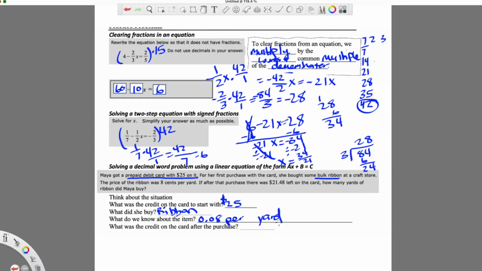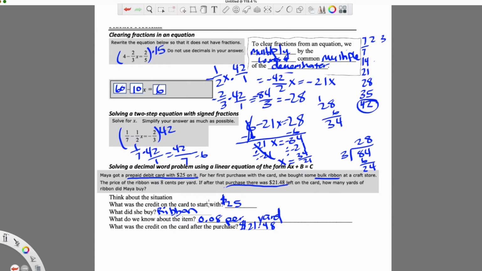And then what was the credit on the card after her purchase? So basically, what's her total? So after the purchase, there was $21.48 left. So we want to set up an equation and then solve this equation so that we can figure out how many yards of ribbon she bought.